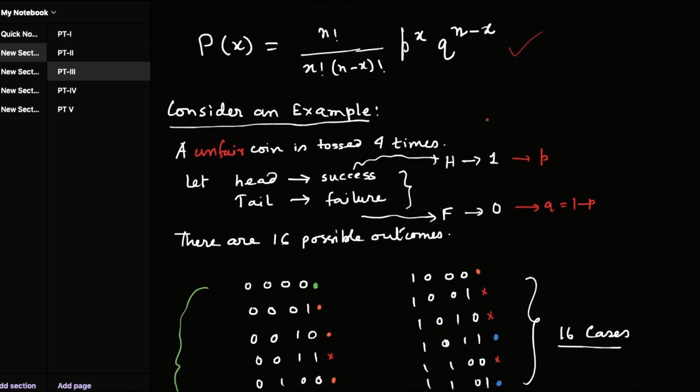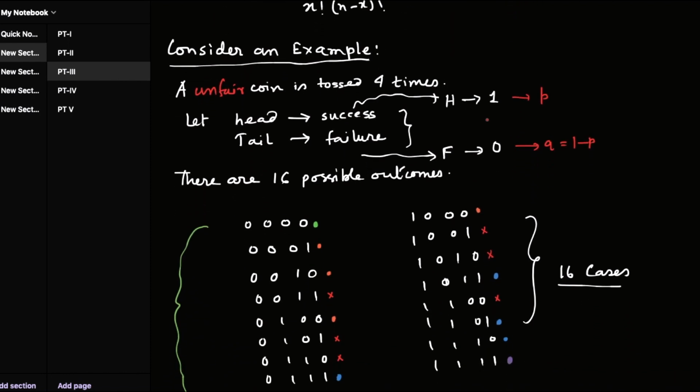what exactly it represents. Consider an example. An unfair coin is tossed 4 times. Why unfair? Because if a fair coin is tossed, the probability of head and tail is 50-50, but that is not the case here. Let head be a success, the probability of getting head is P, and getting tail is termed a failure. You may not think of this as a failure, but this is F equals 0, denoted as Q, which is basically 1 minus P.